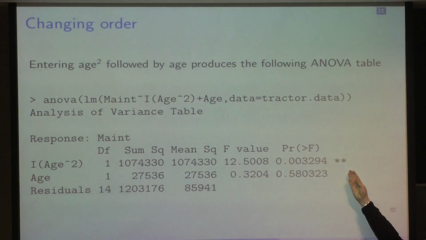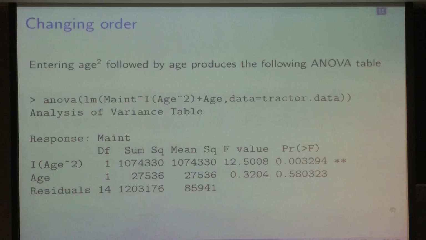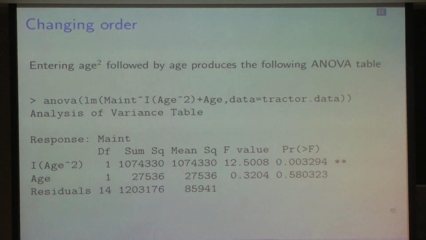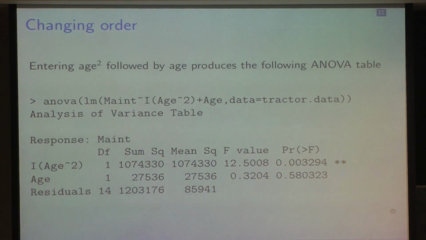Well, we get very strong evidence, again p-value 0.003, for the inclusion of age squared in the model. Then R thinks, well, given that we've got age squared, should we add age to the model? And finds no evidence. Again, this is a pretty large p-value, not quite as large as on the previous slide, but it's still nowhere near giving us any evidence against the null hypothesis. So there's no evidence that we should include age.